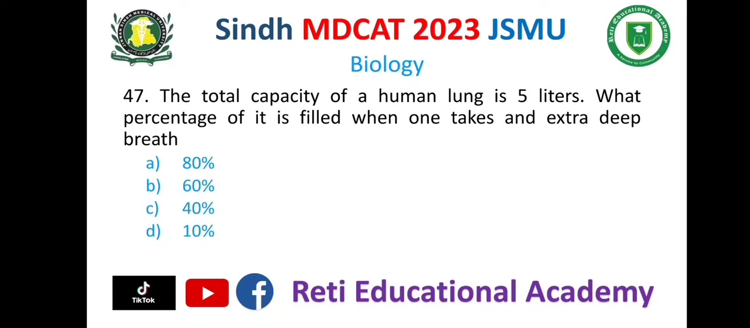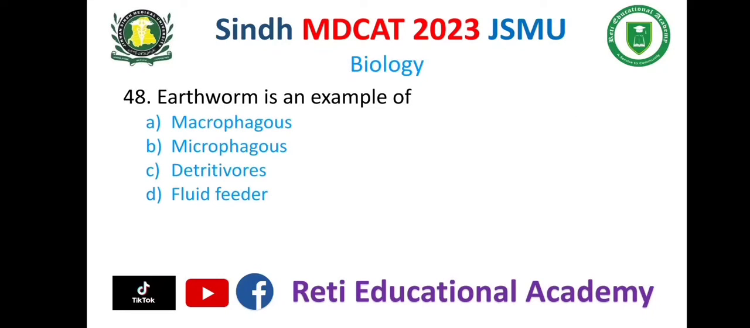Question number 47. The total capacity of human lung is 5 liters. What percentage of it is filled when one takes an extra deep breath? A. 80%, B. 60%, C. 40%, D. 10%. And the correct answer is A. 80%. Question number 48.